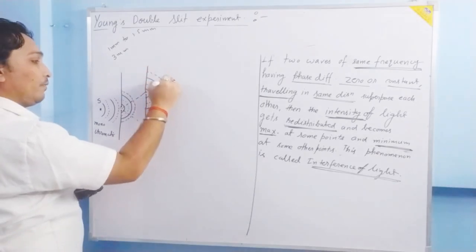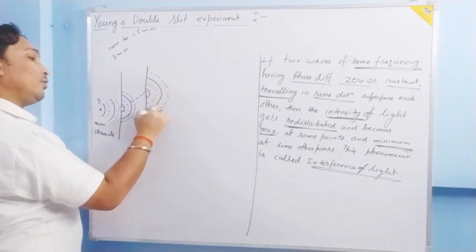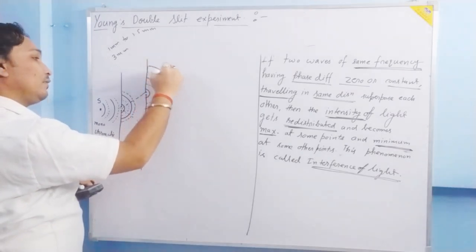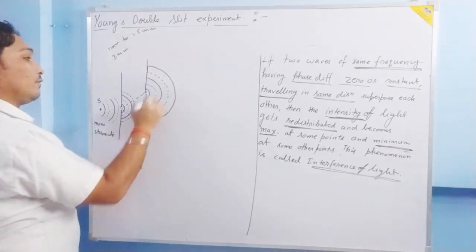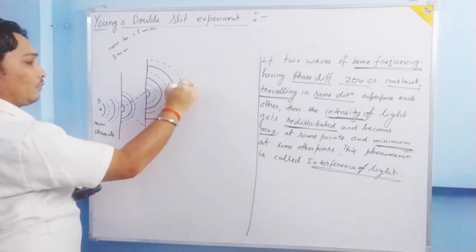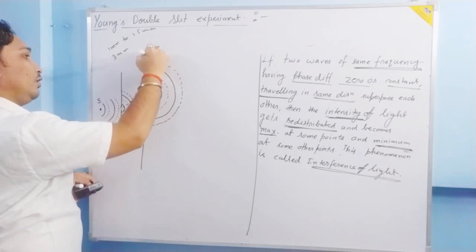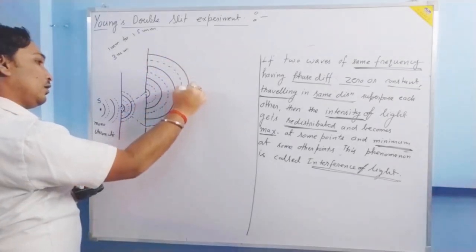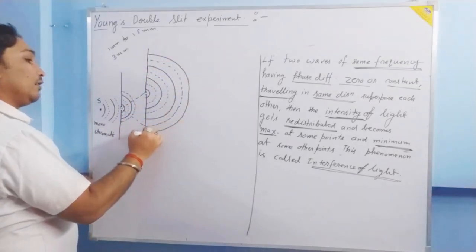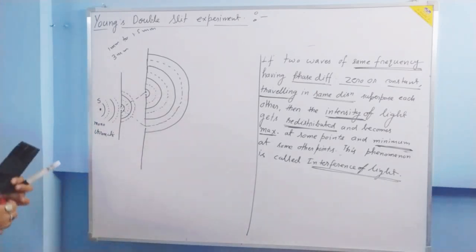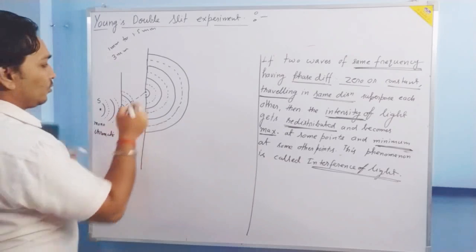It is in this way. The dark line represents crust and the dotted line represents trough. Is it clear? The dark line represents crust and the dotted line represents trough. Okay? For the second source, here is the source.